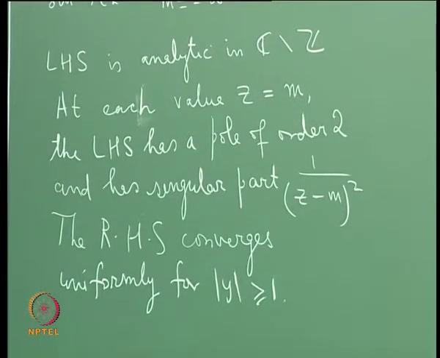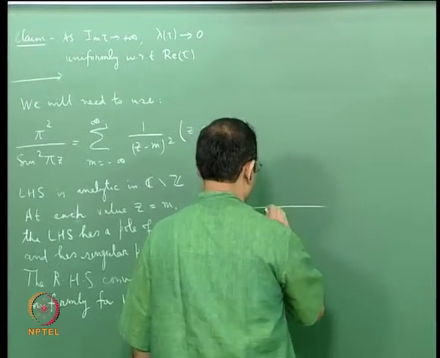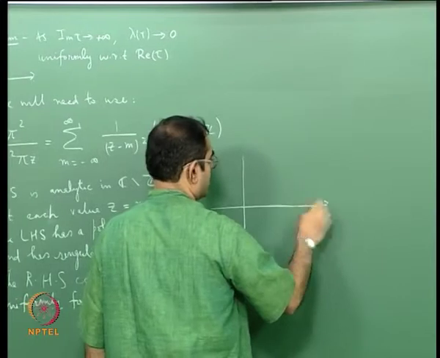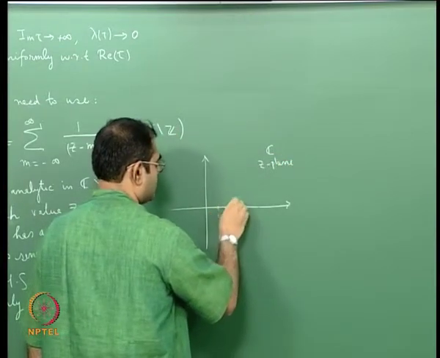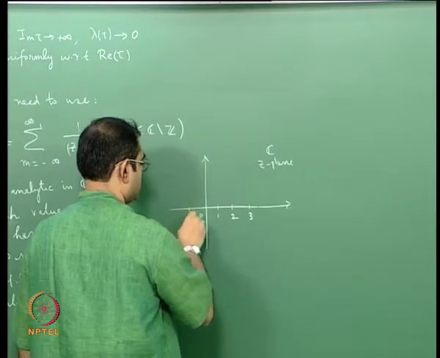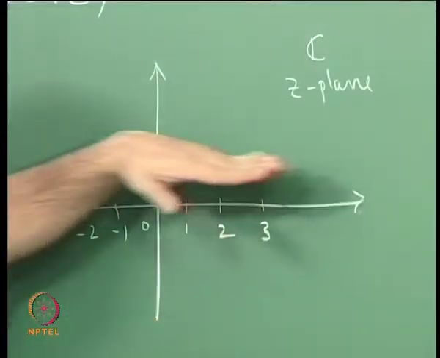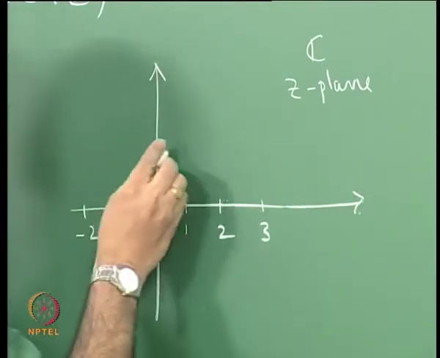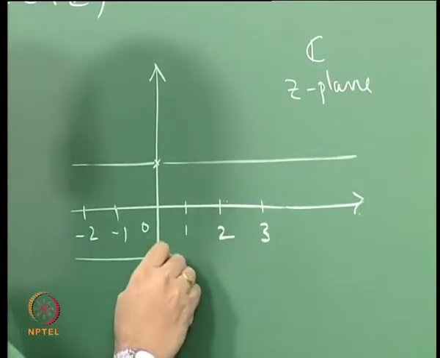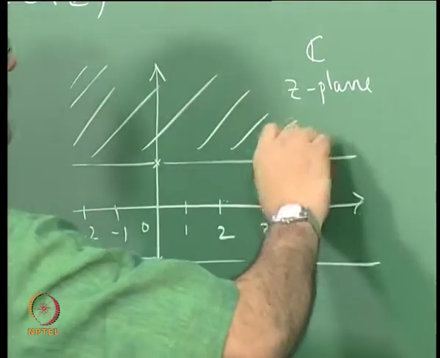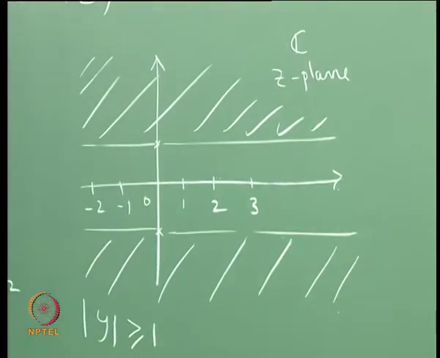You see the point is, if I draw a diagram, the situation is like this. This is the complex plane, the Z plane, and I have all my integers here, okay. Mod y equal to 1 is a line parallel to the x-axis. So mod y greater than 1 is going to be this region and this region. So this will be the region mod y greater than or equal to 1, okay.